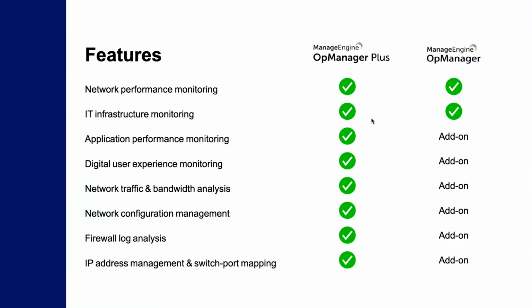However, if you're only looking for some of these features, you can opt for OpManager, which is a basic network monitoring solution, and then enable just the features that you require as add-ons. In every other way, OpManager Plus and OpManager are the same. The only key difference is that with OpManager Plus, you get everything bundled and unified together, while with OpManager, you have the choice of enabling the add-ons as you require them. So based on your preferences and requirements, you can choose either OpManager Plus or OpManager. This training applies to both the products.